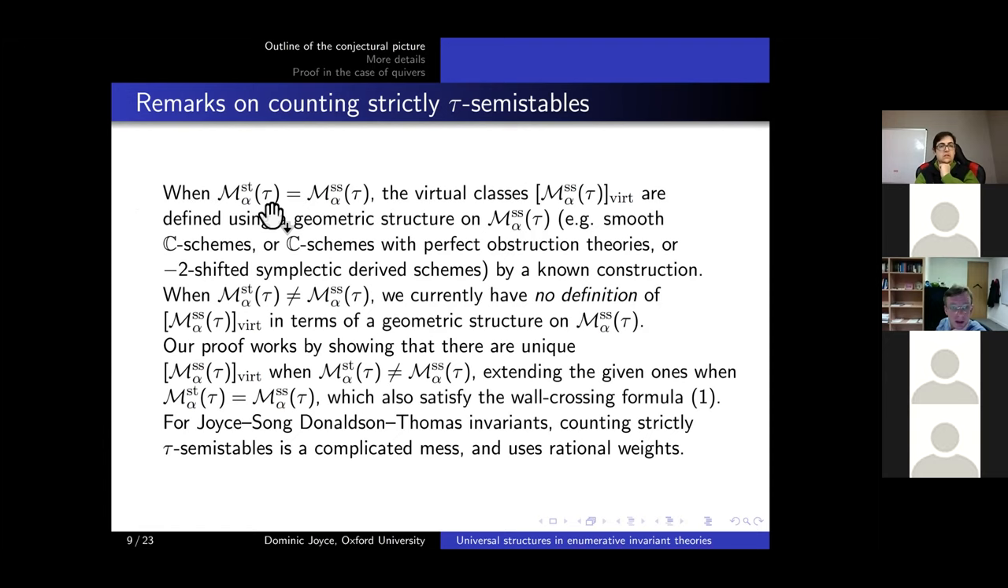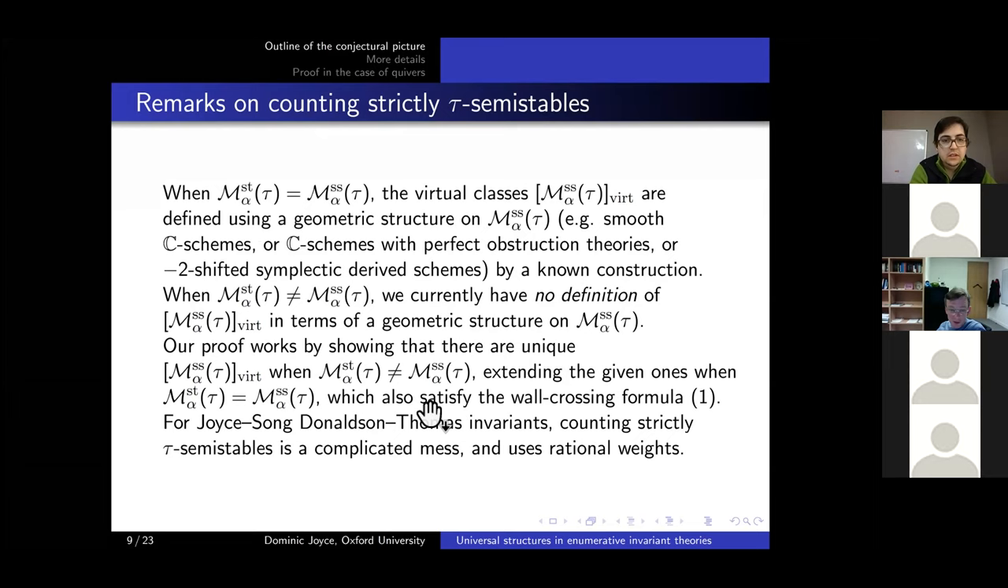Let me talk about counting strictly semistables. If stable equals semistable, then the virtual classes are defined using a geometric structure on the semistable moduli space. There might be smooth schemes or schemes with perfect obstruction theories, or in the Calabi-Yau 4 case, you might be talking about -2 shifted symplectic derived schemes by some known construction. If the stable moduli space is not equal to the semistable moduli space, I've currently got no definition of this virtual class in terms of a geometric structure on the semistable moduli space. So my proof works by showing that you can find unique virtual classes when stable is not equal to semistable, which extend the given ones in the case stable equals semistable, and which also satisfy the wall crossing formula.